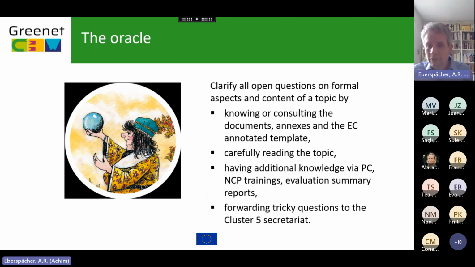Number three, we do know more than the clients because we get information via the program committee, we get the evaluation summary results, we have NCP trainings from the European Commission, all these things. So we really know more. And the last thing is we have the option, which the clients don't have. If something still remains unclear, we can forward it to the Cluster 5 Secretariat, this functional mailbox where Elena Dufour and Thomas Schubert are helping to answer these questions.